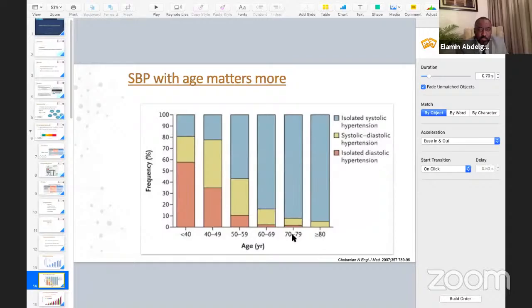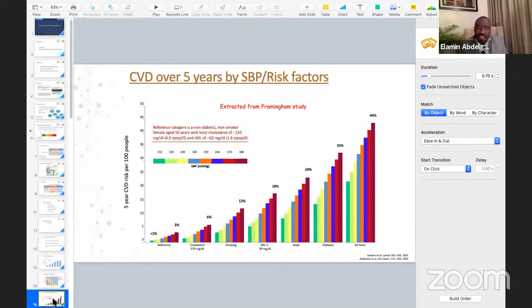And at age of 70 and above, or even from 60 and above, we hardly see any patient with isolated diastolic hypertension. And this goes in line with the pathophysiology of atherosclerosis, stiffness of the vascular tree, and the stiffness of the myocytes. And having high blood pressure and older age is the worst combination to have.